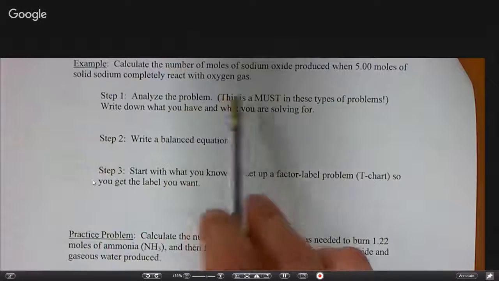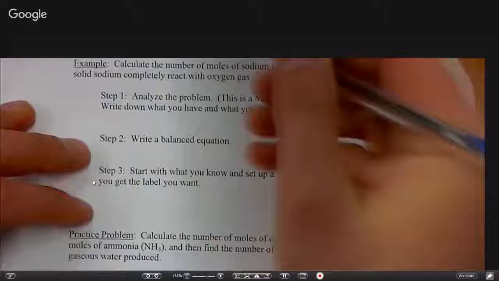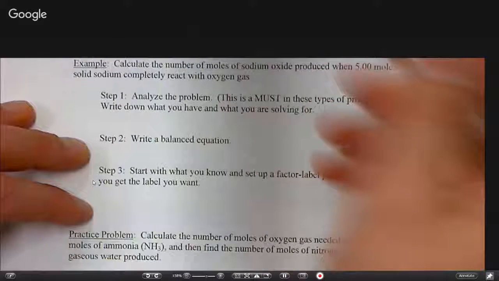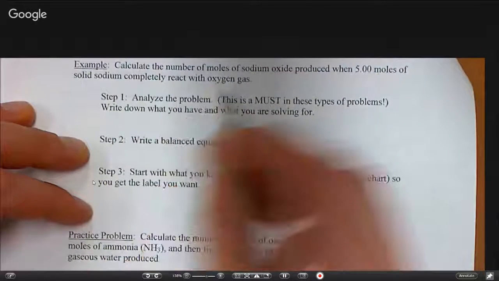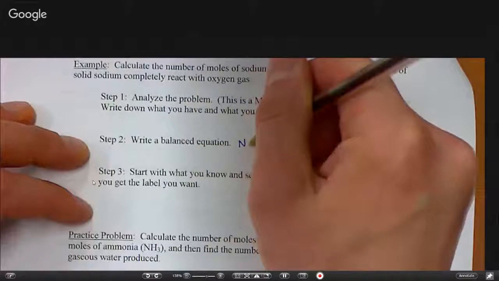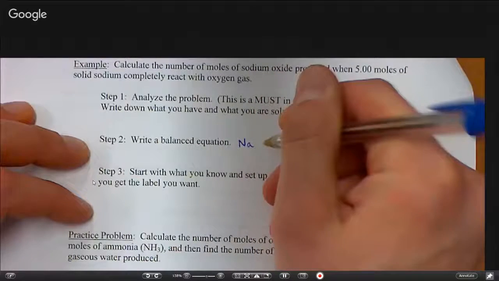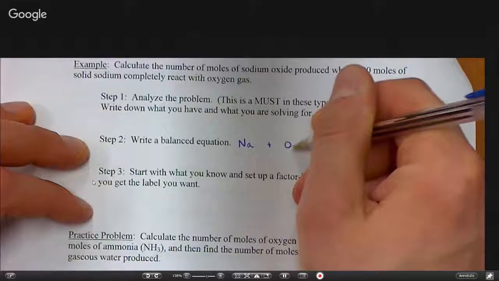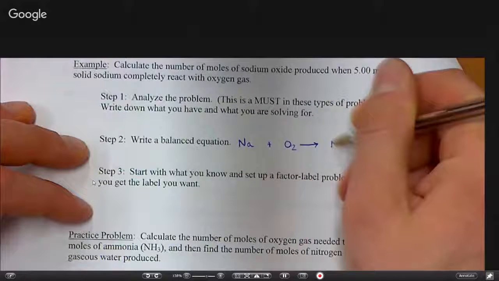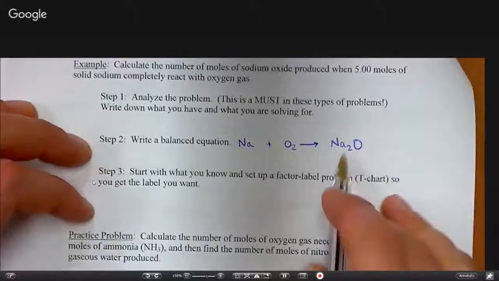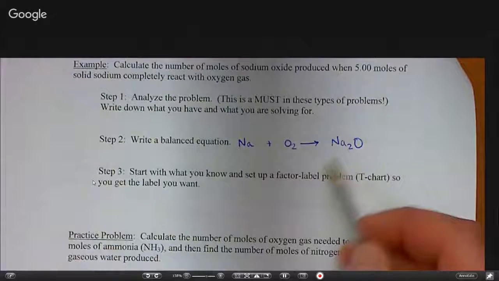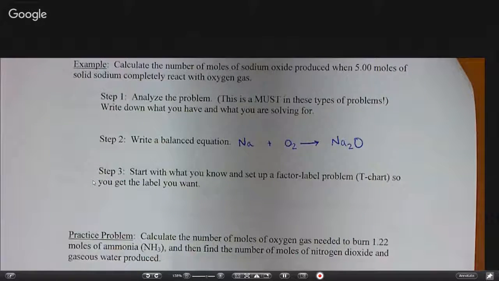So calculate the number of moles of sodium oxide produced when 5 moles of solid sodium react with oxygen gas. So I told you I'd always provide the equation for you. So we have sodium plus O2 gives Na2O. Some of you asked how we get Na2O. That's just the formula for sodium oxide.